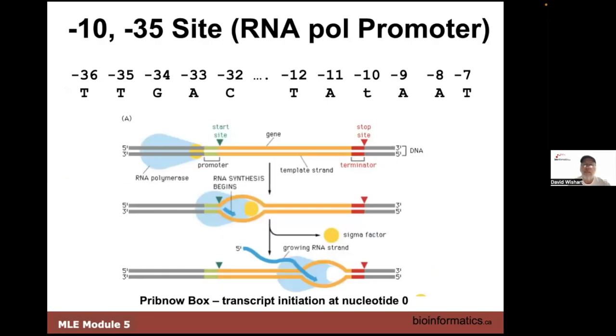The RNA polymerase promoter site, or the Pribnow box, has a characteristic conserved sequence. There's the TTGAC, and then there's the TATA box. These are usually located about 100 base pairs upstream of the start gene, and cover a region of about 40 bases or so.